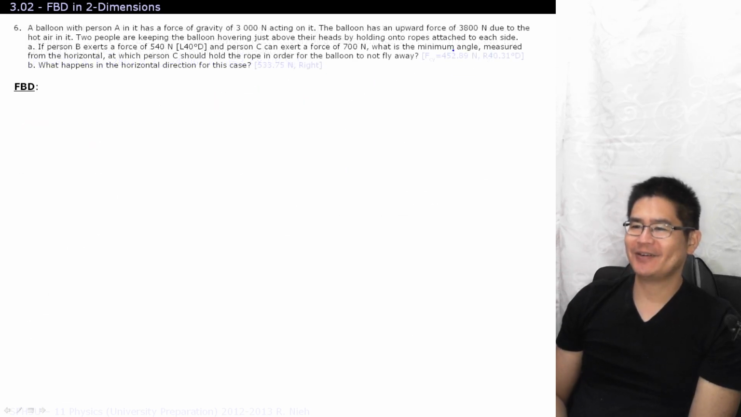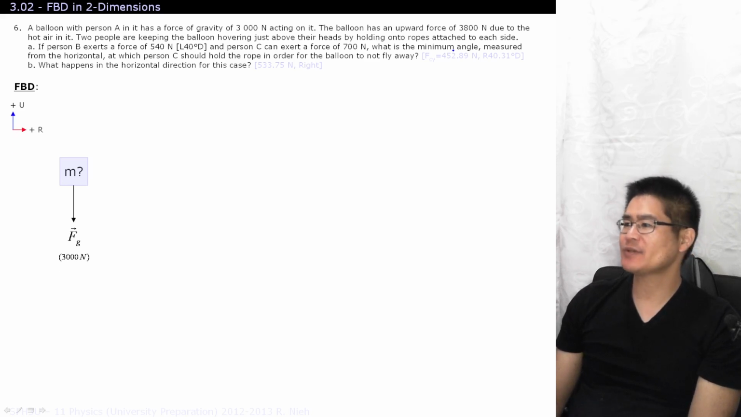Number 6, the fun one. So you have a balloon. The balloon is being pulled up by its buoyant force of 3,800 newtons. That's the buoyant force, the force of the balloon pulling upwards. The balloon also has a weight of 3,000 newtons.